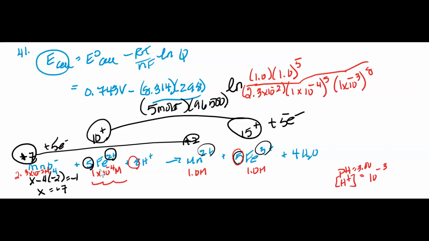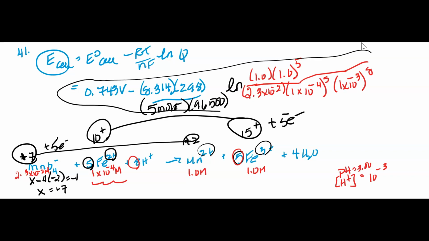And the whole business here, all of this stuff that we calculate, which is E cell, ends up being 0.20 volts. 2 problems left.